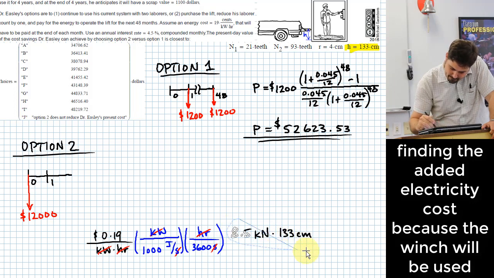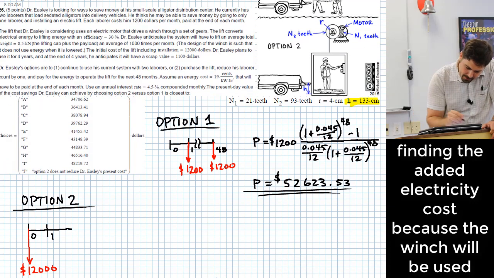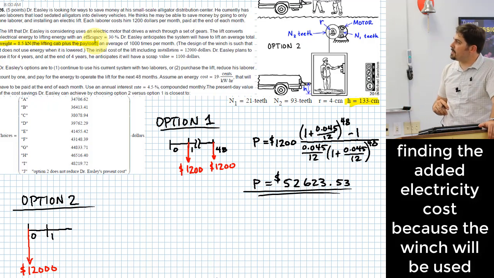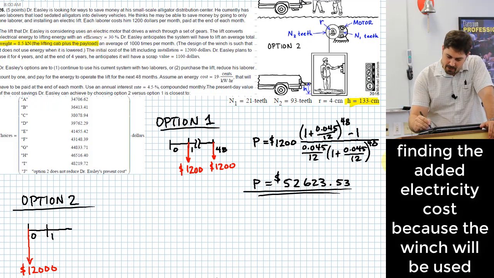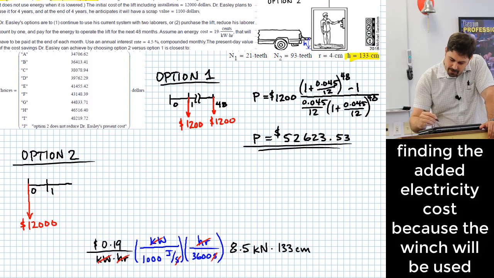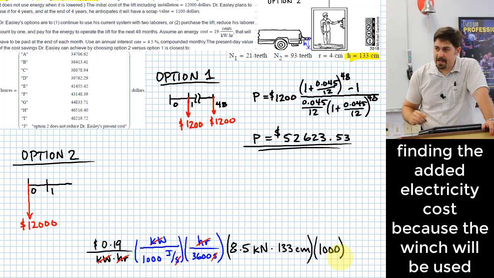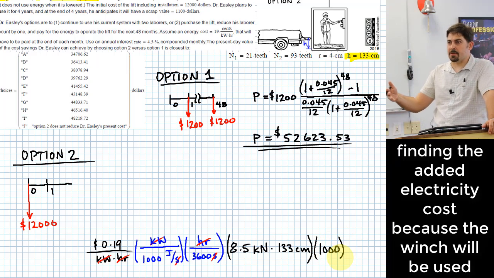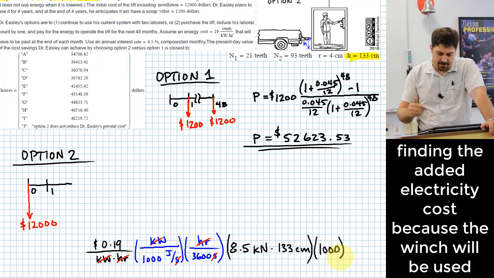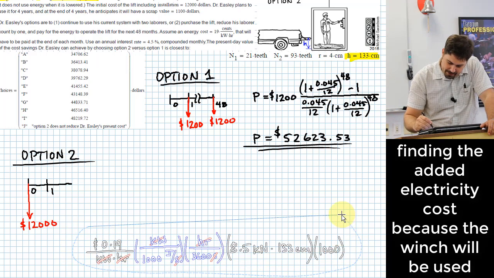Wait, I'm sorry, where are you getting the 8.5 kilonewtons? Okay, 8.5 kilonewtons comes from right up here. It says that the amount we have to lift for that whole thing is 8.5 kilonewtons, and we're going to have to lift it 133 centimeters. Okay? And then how many times do we have to do that? 1,000 times per month, right? So that represents an amount of energy that we have to expend on lifting this thing.